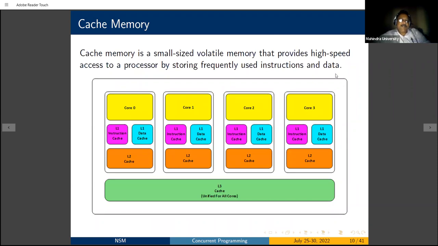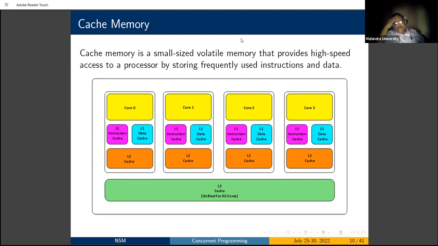Right. At the same time, when we are writing concurrent programs, we should have some idea about cache memory. We already studied these cache memories in BTech second year or third year, right?